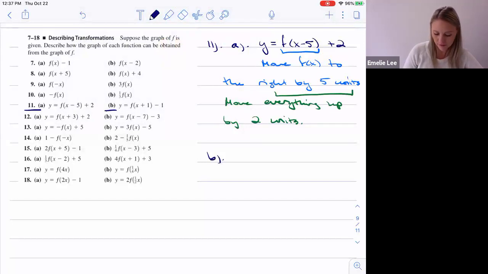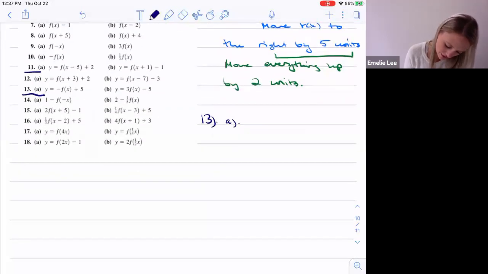B is very similar, so maybe I'll skip it. I'll pick another one that's more interesting. Let's do 13A. 13A is y equals negative f of x plus 5.